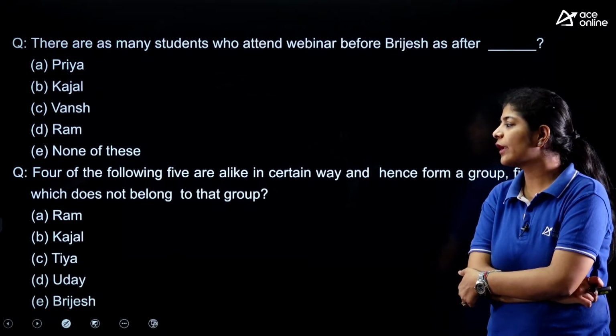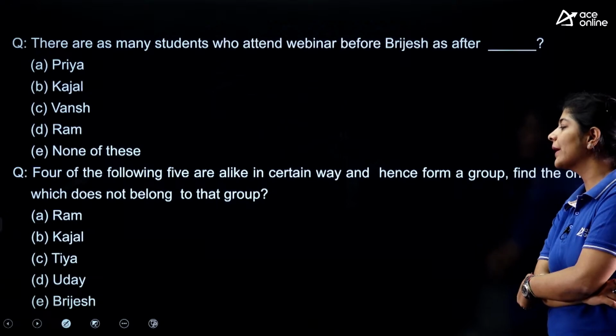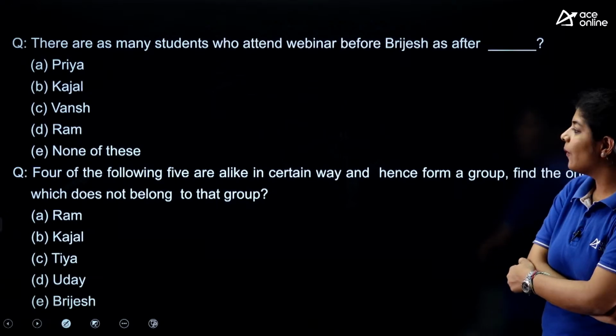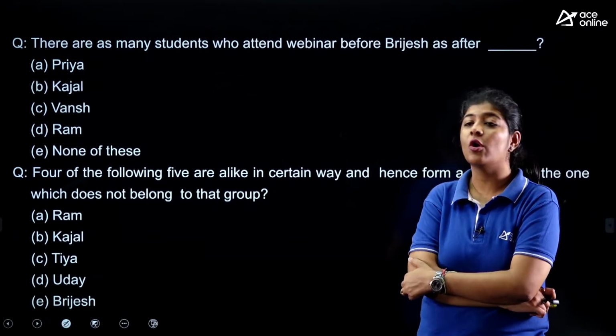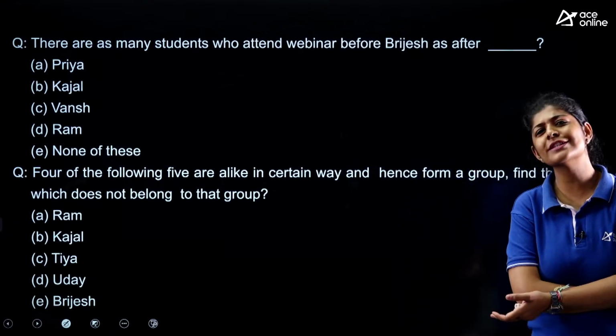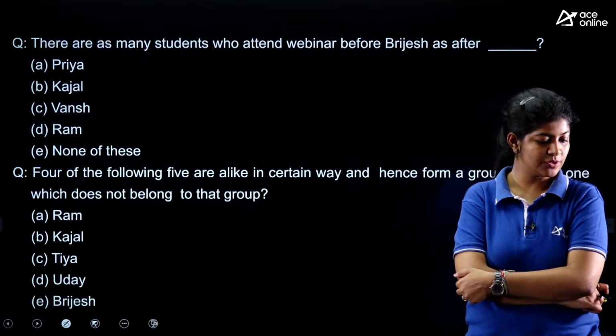Four of the following five are alike in a certain way and hence form a group. Find the one which does not belong to the group. Here we simply have to figure out the odd one out.